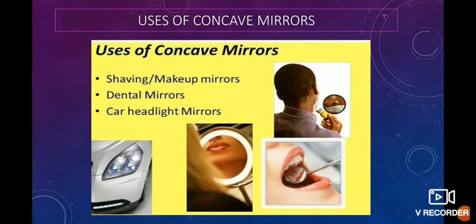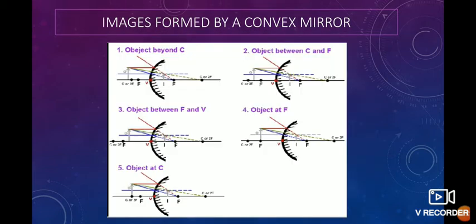They can also be used as makeup and shaving mirrors. And they are also used in solar cookers to gather all the sunlight. The second type of mirror, the convex mirror. Remember the outer surface of the spoon. Okay, that is the shape of the convex mirror.